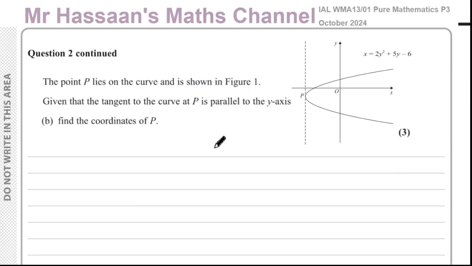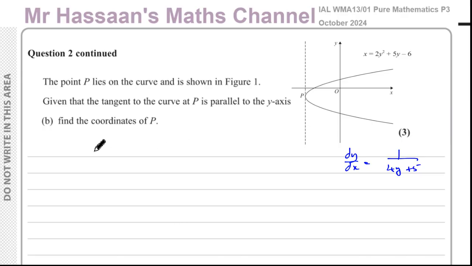Let me just write this over here. We found already that dy/dx is 1 over 4y plus 5. We'll probably need this in the next part of the question. It says the point P lies on the curve and is shown in figure 1. Given that the tangent to the curve at P is parallel to the y-axis, find the coordinates of P. Basically, the gradient of this line is rise over run, and the run is 0. So the gradient is infinite; it will have 0 in its denominator.